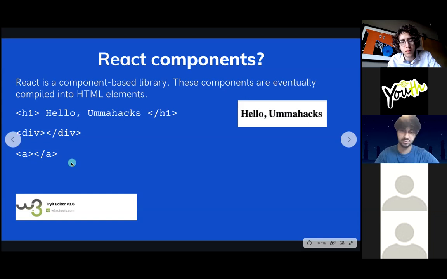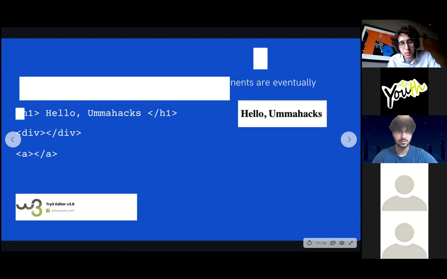A is for links, so hyperlinks. If you want to attach or link to something, you use A. The syntax is that you put the tag name in between the less than and greater than signs, and you end the component by adding a backslash. And that's how you add components in React.